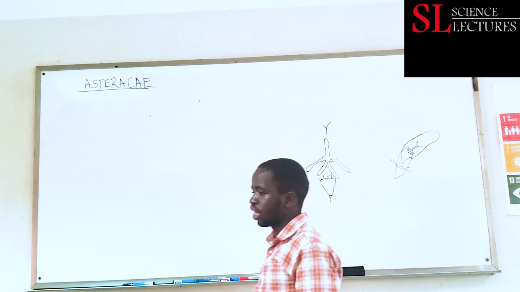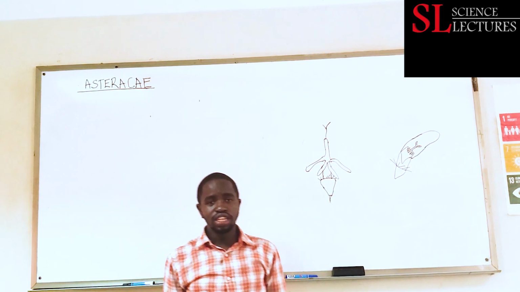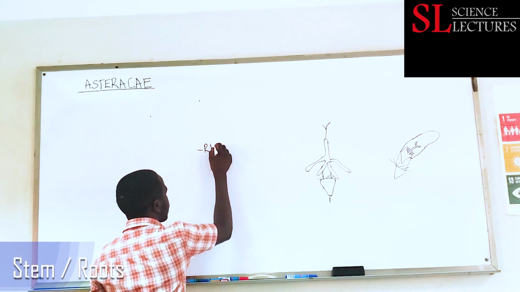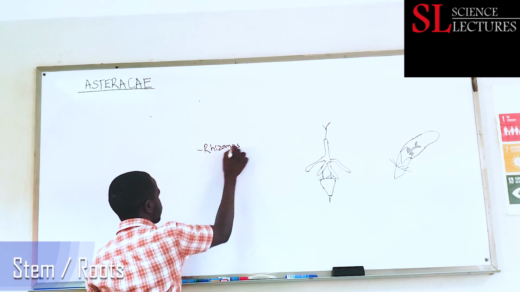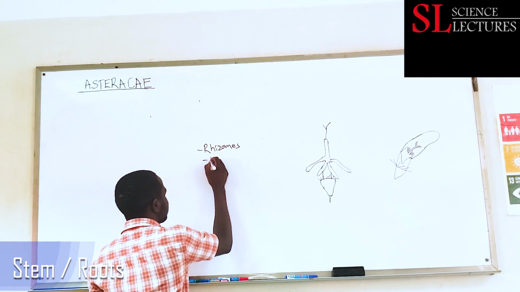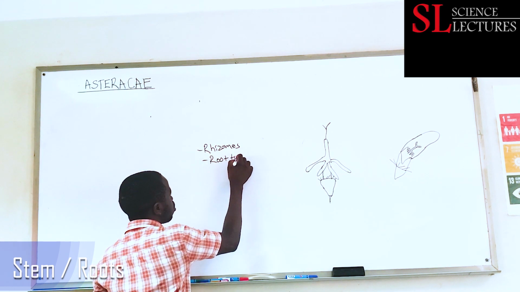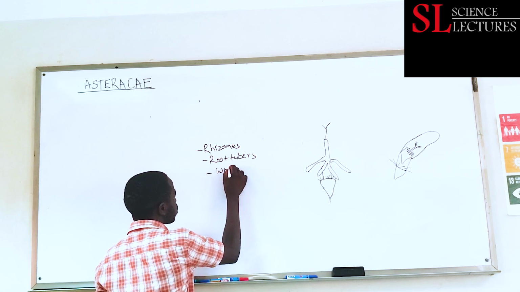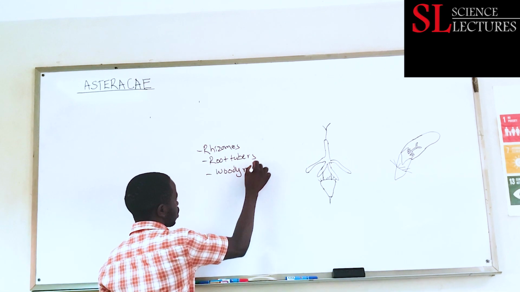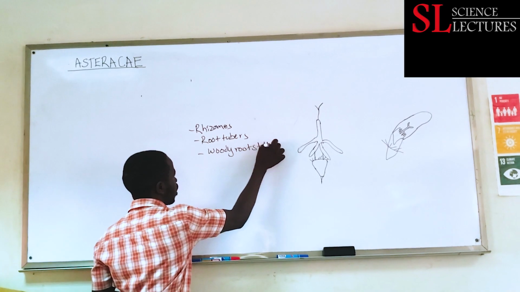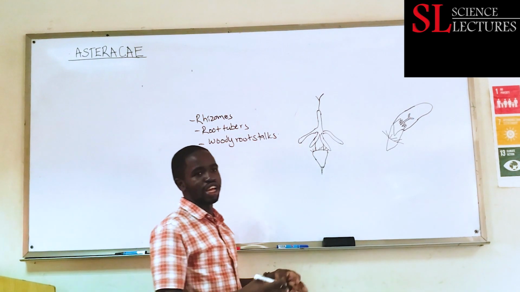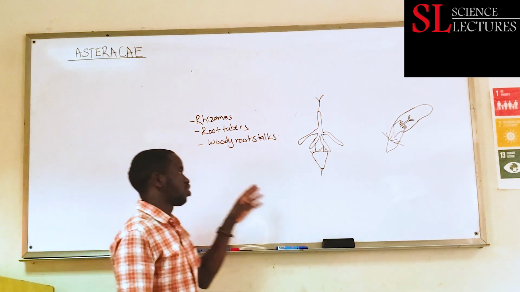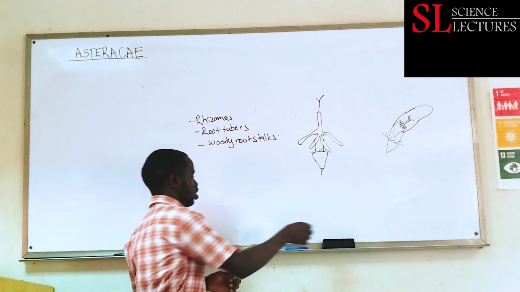Now I want us to discuss the stem. Some have rhizomes. Then their roots, sometimes their roots are modified into root tubers. Then others have woody rootstocks, whereby you find a root almost looking like the stem. It is thickened, it undergoes secondary thickening. Those are what we call the woody rootstocks.